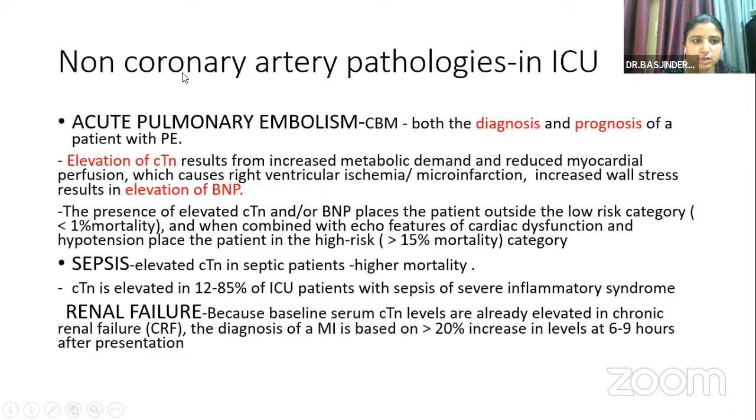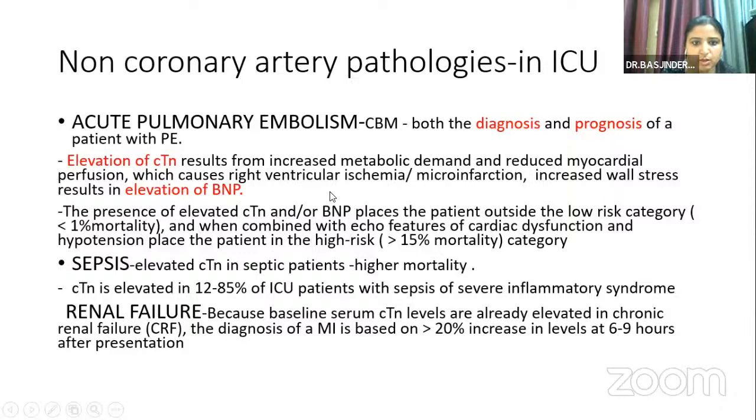A few words about non-coronary artery pathologies in ICU, that is acute pulmonary embolism. As I told, troponin markers can be both diagnostic and prognostic in patients with pulmonary embolism. Elevation of cardiac troponin can be a marker of reduced myocardial perfusion, which can cause right ventricular ischemia or microinfarction, and increased wall stress because of the occlusion in pulmonary artery flow leads on to elevation of BNP.